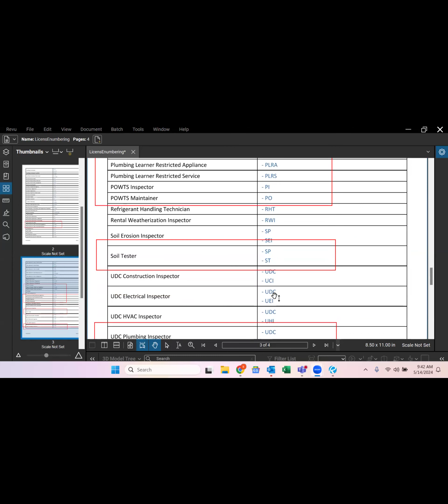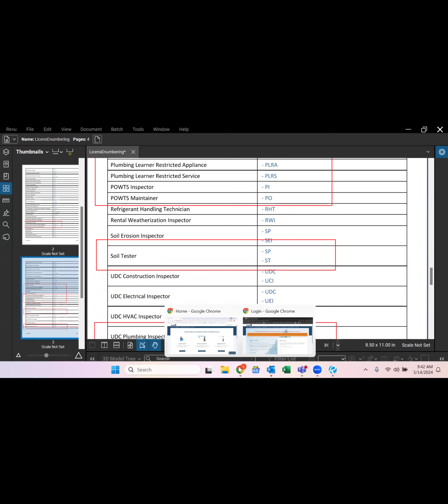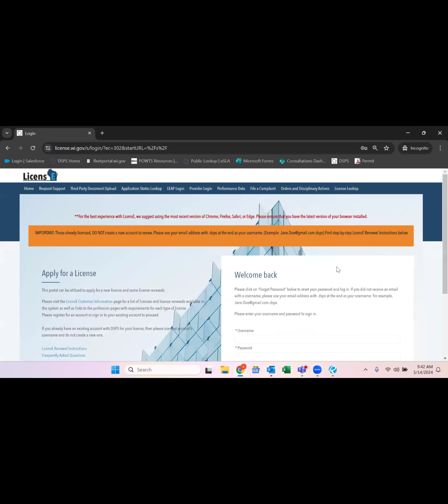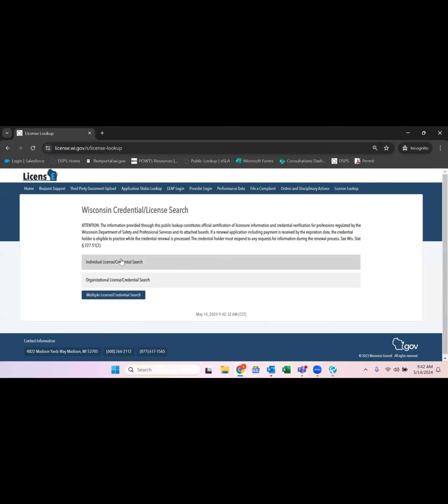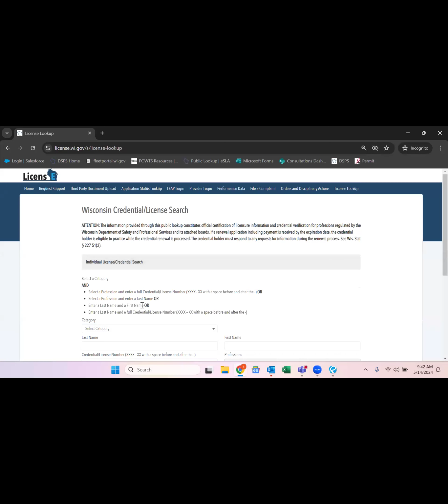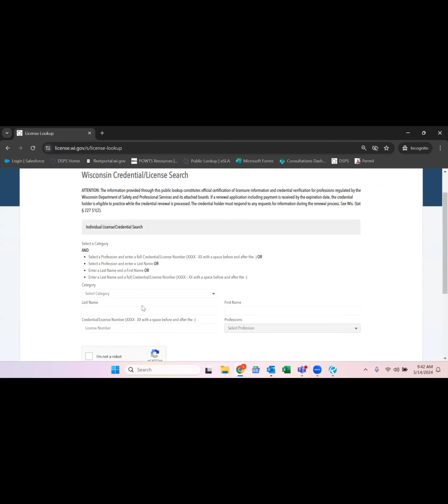But when it does matter is when you're looking up credentials in lookup. So I'm going to show you how to do things in lookup so that we do this right. I'm going to use an example that was sent to me, a credential holder that could not find himself in the system. I don't mean to drag anyone or anything like that, but it's a thing with the system.